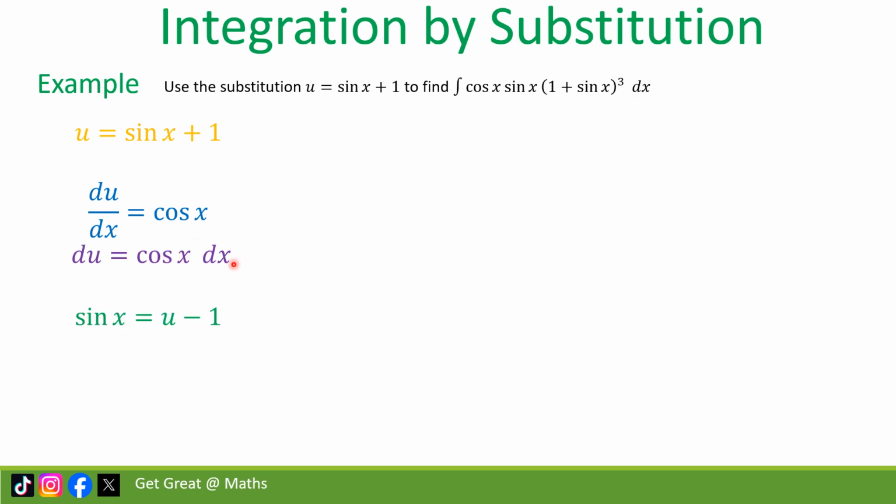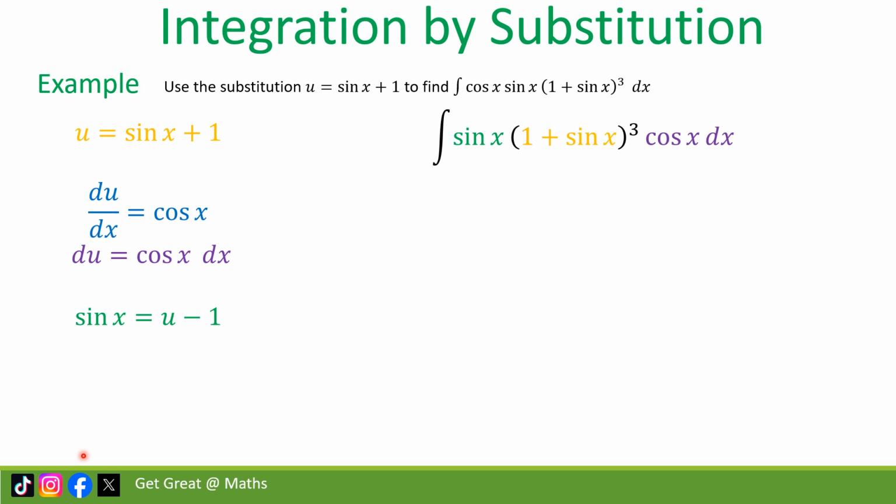The next thing we're going to do is rearrange this to give you sine x. Now sine x is going to be u take away 1, and in this function up here I've got a sine x to substitute in. So we know the cos x and the dx is going to be replaced with du. The sine x is going to be replaced with u minus 1. 1 plus sine x is just the same as u, and then I've got the cubed term there. There are no limits to deal with in this question.